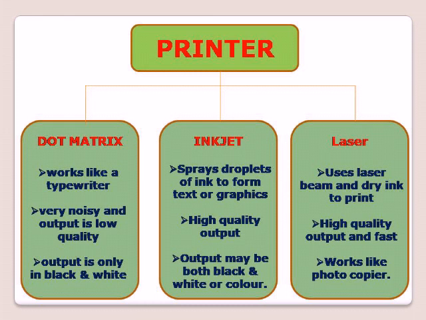Now, inkjet printer. It sprays droplets of ink to form text or graphics. The output that it produces is of high quality and its output may be in both black and white or colored. Next, laser printer. It uses a laser beam and dry ink to print. It produces high quality output and its speed is very fast. It also works like a photocopier.